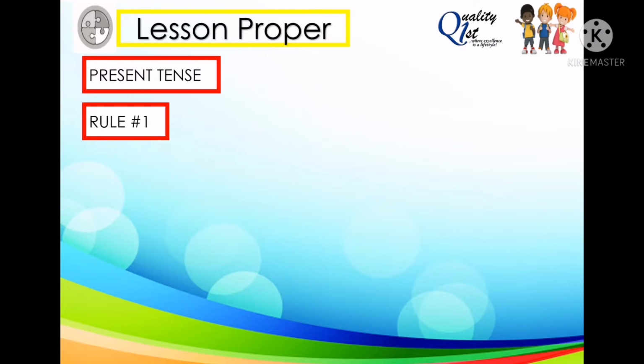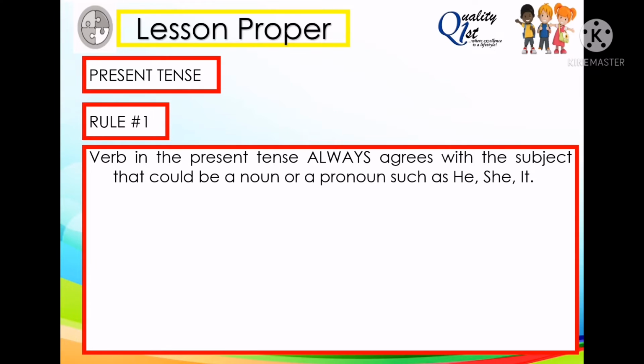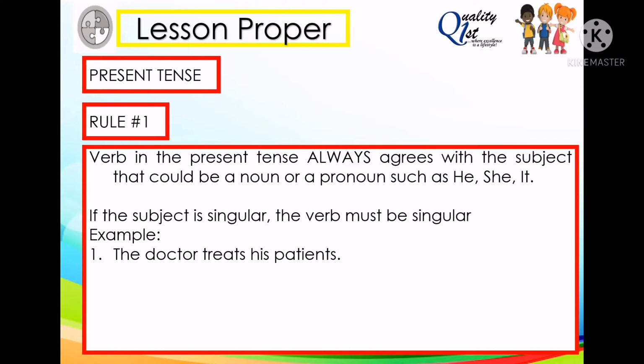Let's have rule number 1 under present tense. Verb in the present tense always agrees with the subject. That could be a noun or a pronoun such as he, she, or it. Now, in this case, if the subject is singular, meaning only one, the verb must be singular, only one. Okay? Now let's have example for number 1.